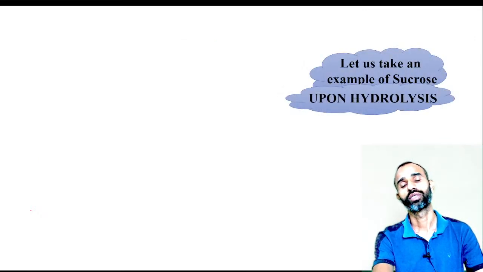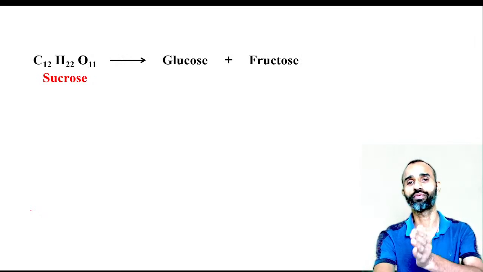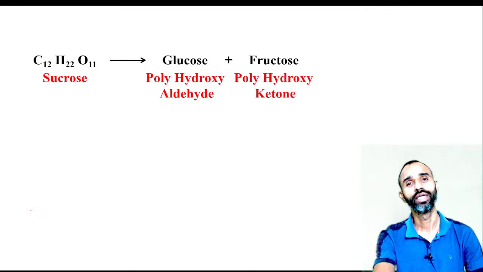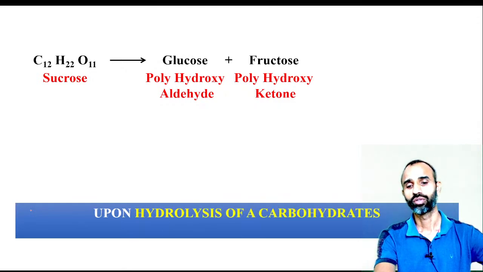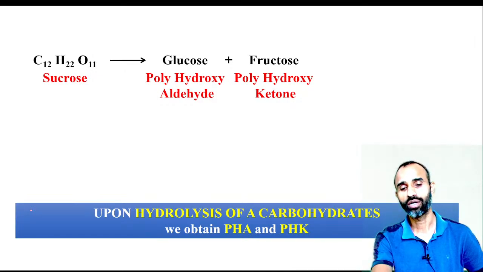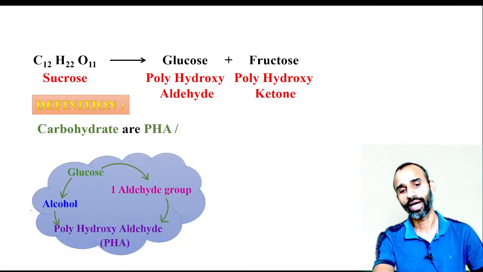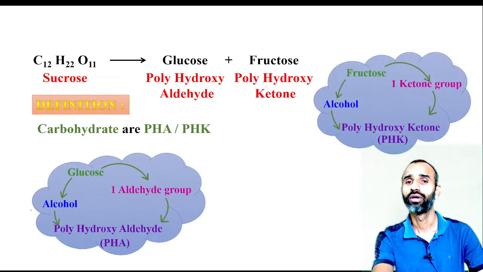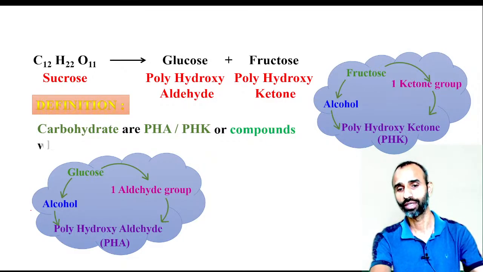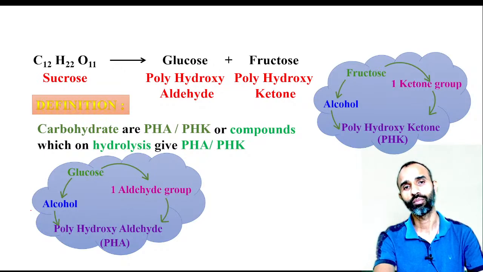Now let us see sucrose. Sucrose, when we hydrolyze it, we get glucose and fructose. One is polyhydroxyaldehyde, the other is polyhydroxyketone. So if we hydrolyze a carbohydrate, we obtain polyhydroxyaldehyde and polyhydroxyketone. Carbohydrates are either polyhydroxyaldehyde or polyhydroxyketone, or compounds like sucrose which on hydrolysis give polyhydroxyaldehyde or polyhydroxyketone.